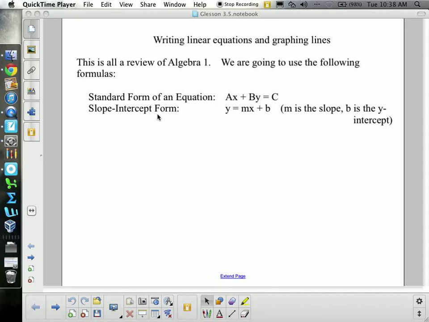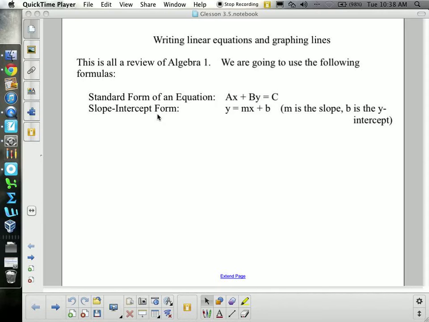So, writing linear equations. Two basic forms of linear equations that we're going to deal with. There's actually a third one as well that you may have gotten in Algebra 1. I'm not sure what they taught last year because they switched the curriculum. But standard form of a linear equation looks like ax plus by equals c.